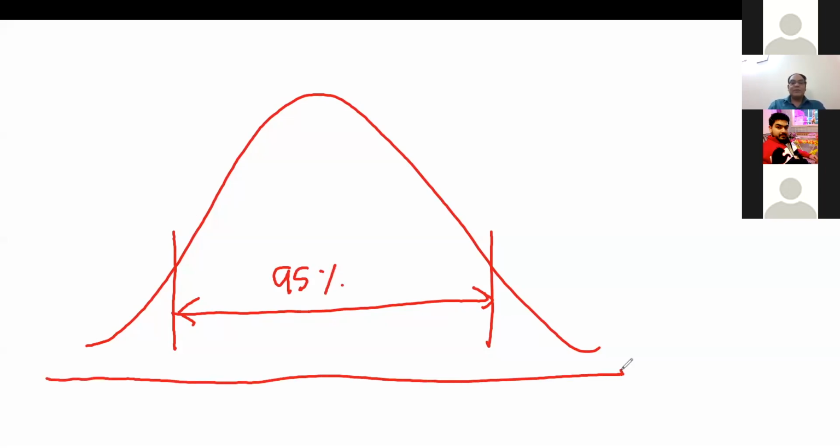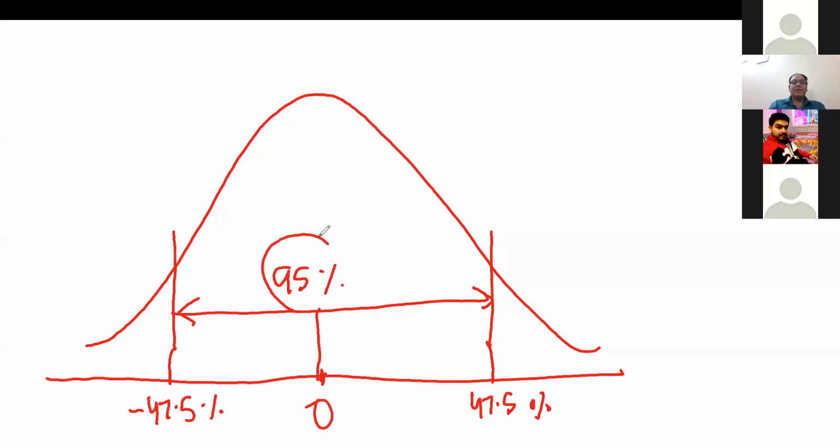This is the value of Z, and this is 0, and the Z value is -3 here. But I'm telling you, this Z value is 47.5, and it is -47.5 in percentage. I'm telling you in probability percentage. This is the probability. So 47.5 plus 47.5 becomes 95, right?